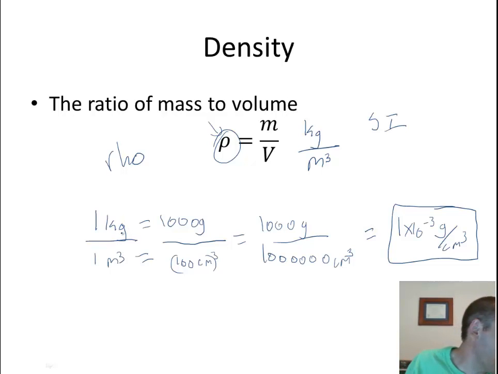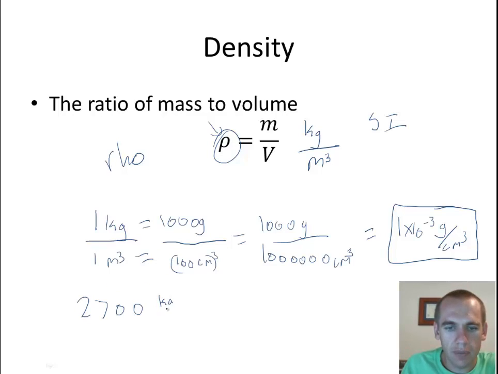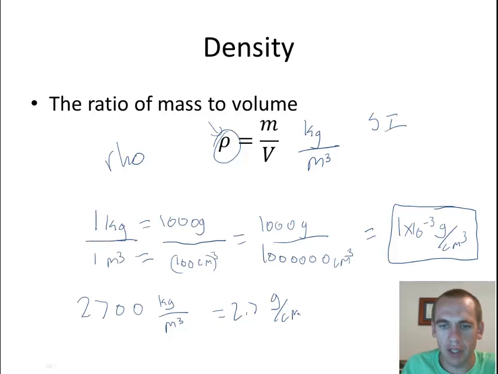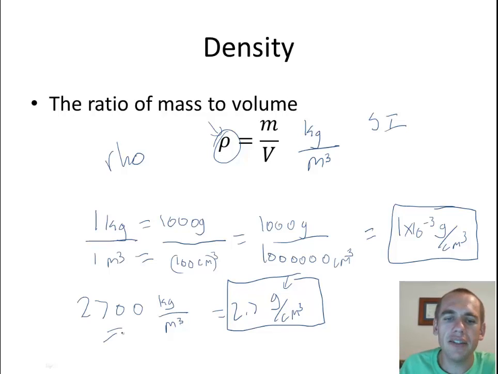And to put that in perspective, aluminum has a density of 2,700 kilograms per cubic meter, or 2.7 grams per cubic centimeter. We use this one a lot because grams and cubic centimeters are easy to measure for small samples. This is the official SI unit. So be able to go back and forth between those. It's just a matter of moving your decimal 3 places.